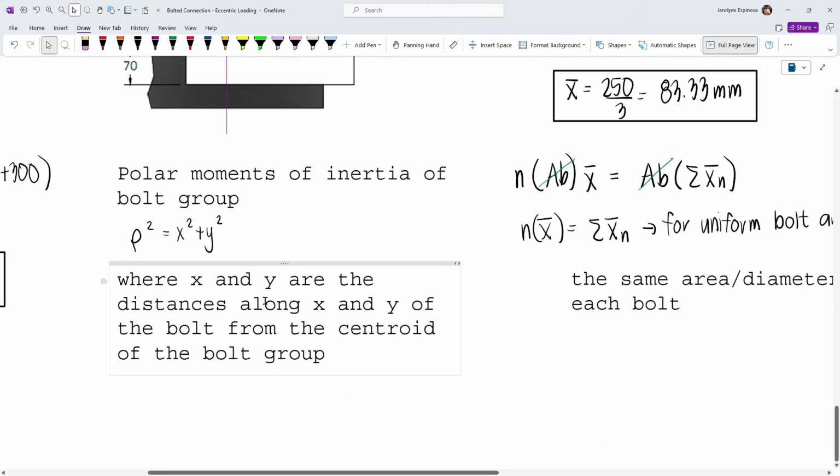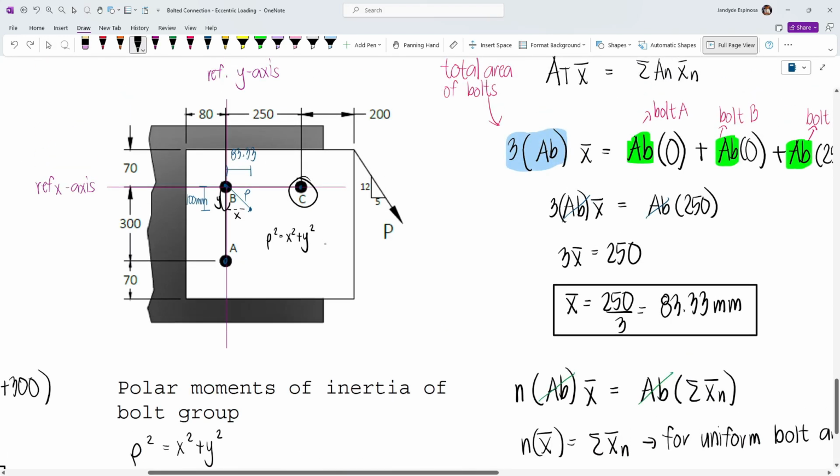Now x and y here are the distances along x and y of the bolt from the centroid of the bolt group. So again, this is y and this is x. Now for let's say bolt A, this is now our y distance and this is still our x distance. And then for bolt C, this becomes our x distance, from the centroid up to the centroid of C, and then this is our y distance. And so this is a very important concept that we'll use later.